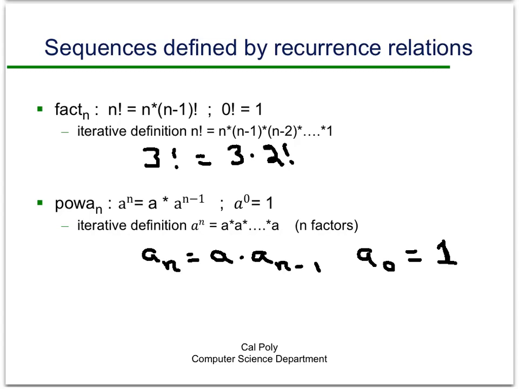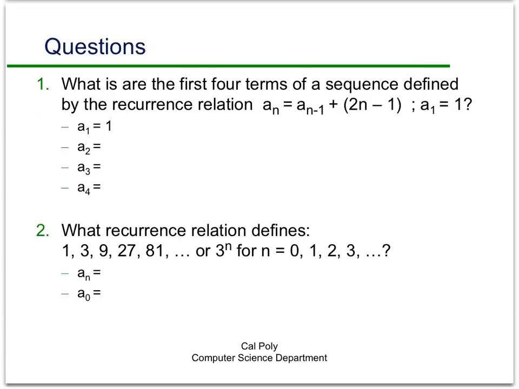So think about the relationship between this formula up here, which uses the actual sequence we're trying to compute, versus the abstract symbolism down here that says to compute the nth element in the sequence, take a times the n minus first element in the sequence.